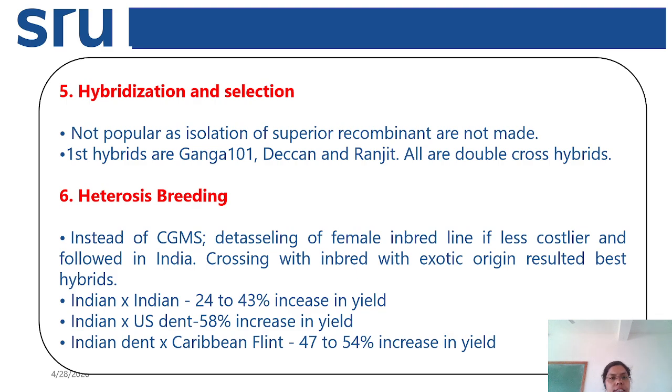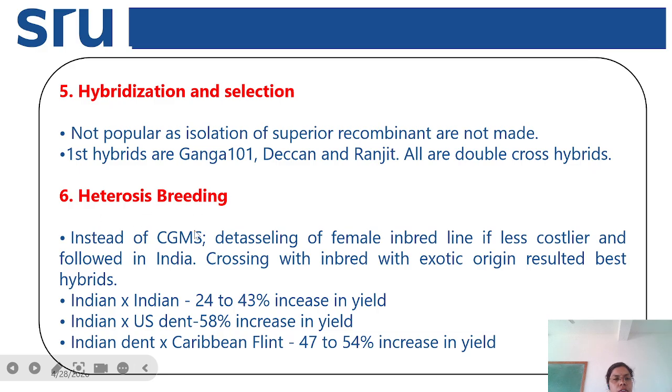Next is hybridization and selection. Generally, the first hybrids of maize are Ganga 101, Deccan and Ranjit. These are all double cross hybrids. And next is heterosis breeding. Heterosis breeding is nothing but, as we discussed here, the F1 will be superior over its parent. That is nothing but heterosis.